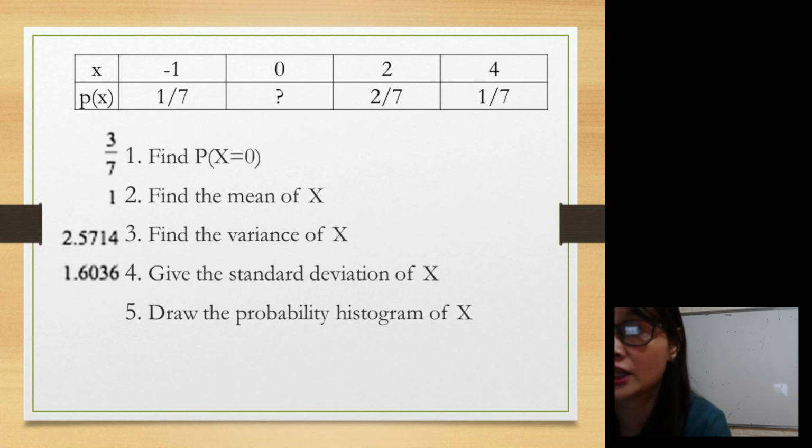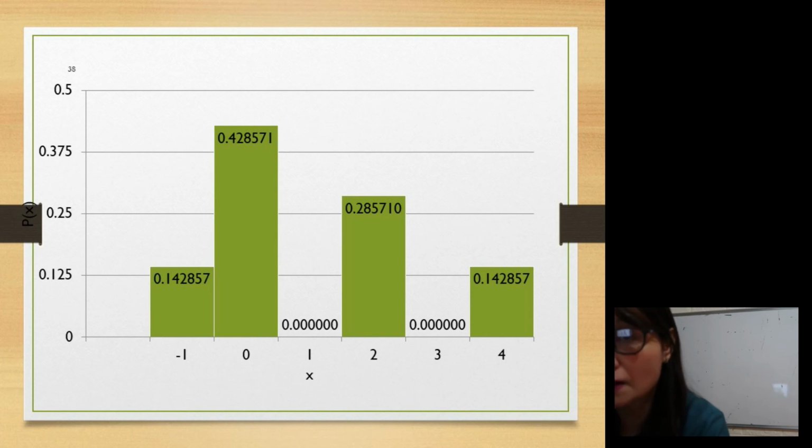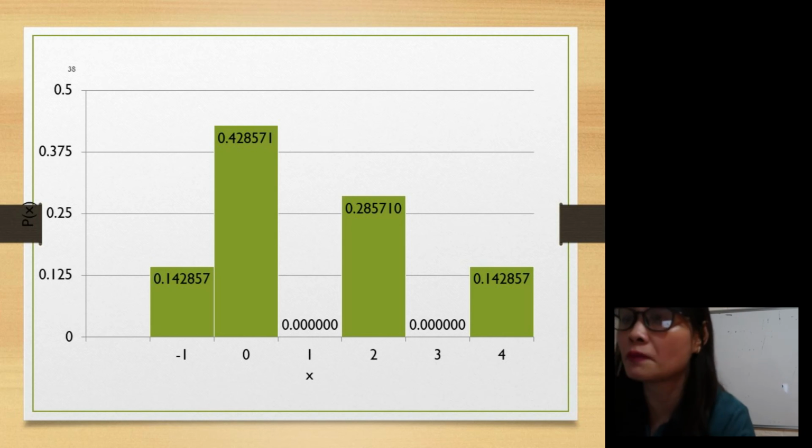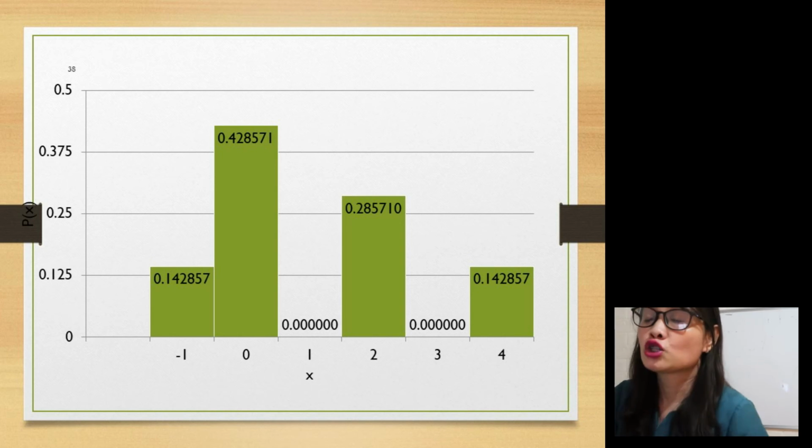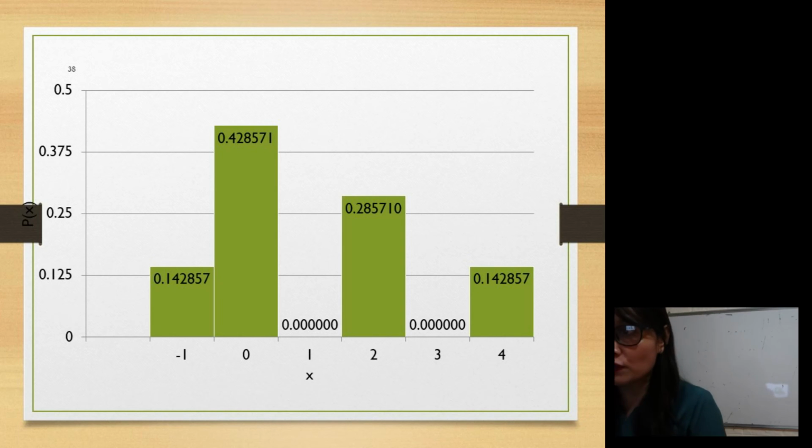And then for the histogram, the number on the horizontal line will be the values, the value of x, and the vertical line will be the corresponding probabilities of each value. Okay, so that is how we determine the mean, variance, and standard deviation of a probability distribution.